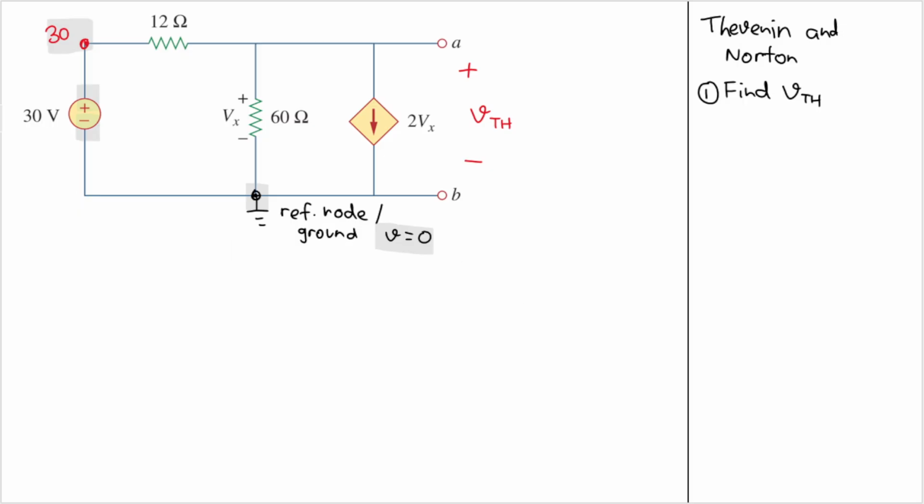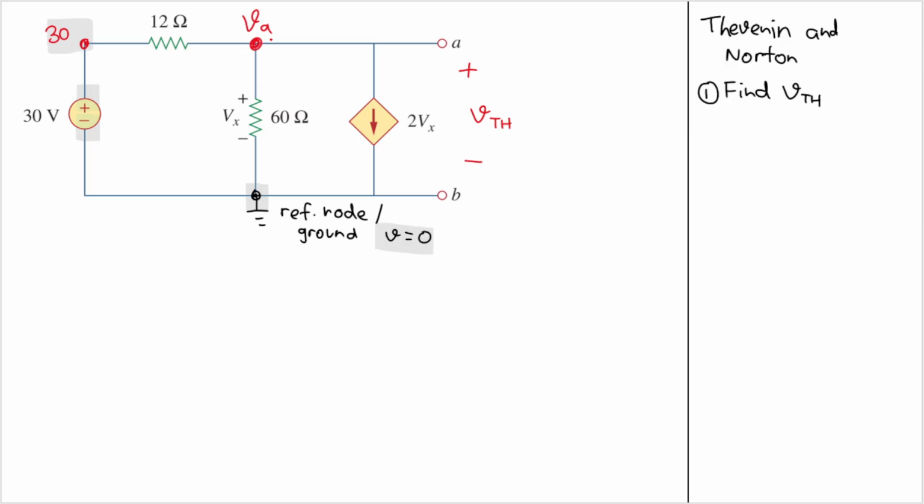Good. Now we have an unknown node here. Let's name this node as node A. This is terminal A, so this will be node A. Then the voltage here will be VA. And I think that is good.